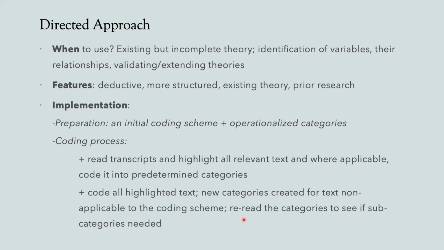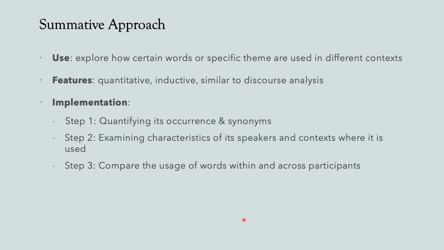And then we reread the categories to see if subcategories are needed. Like, we have a broad category, and you see patterns that it can be split into smaller categories to make it more logical and more comprehensible. So we can do that as well. So that's the directed approach, which features a predetermined coding scheme, but it is also open to new categories. Okay, finally we come to the summative approach.